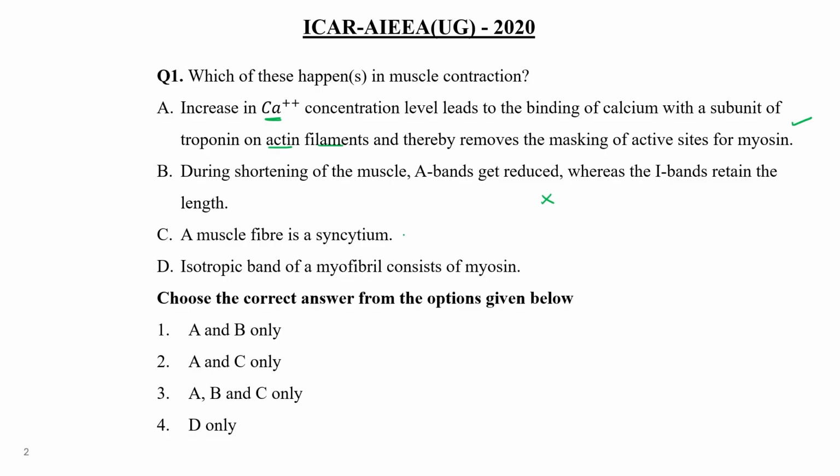A muscle fiber is a syncytium. Yes, it is a syncytium. More than one nucleus are there, multinucleated. So this one is a correct statement. Then isotropic band of a myofibril consists of myosin. It does not consist of myosin, it consists of actin. So this one is again a wrong statement. Clear? So according to me, choices A and C would be the correct answer. So it is mentioned only in option 2. So option 2 would be the correct answer of this question.